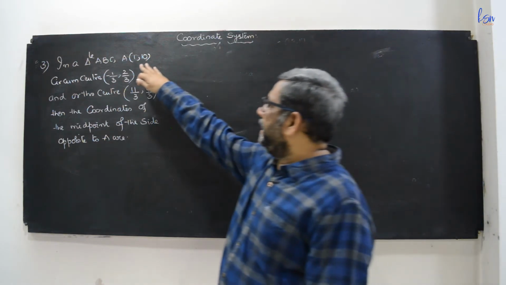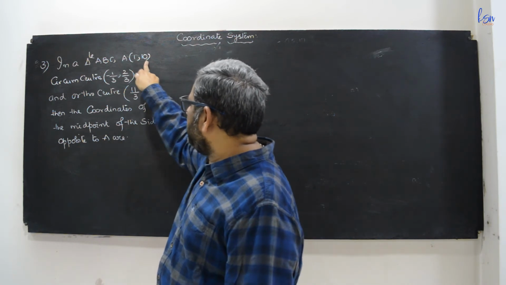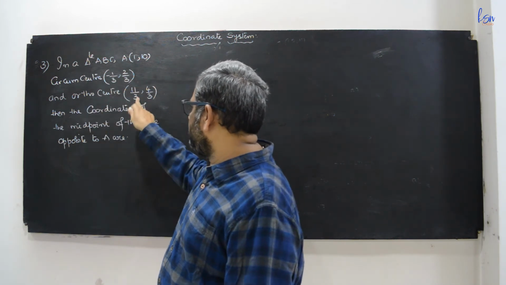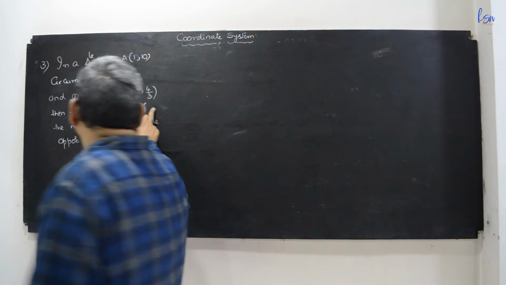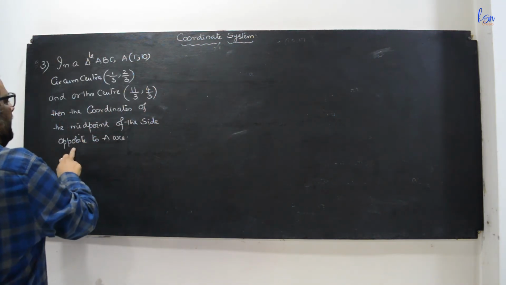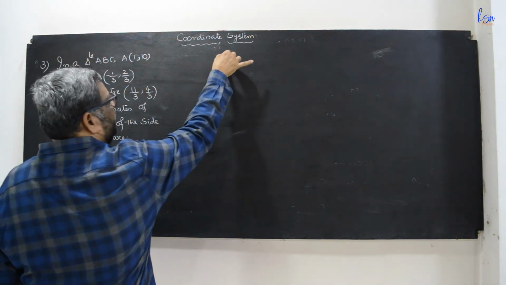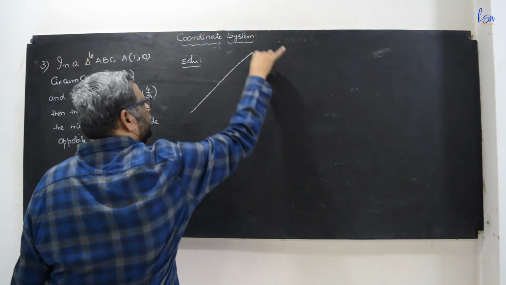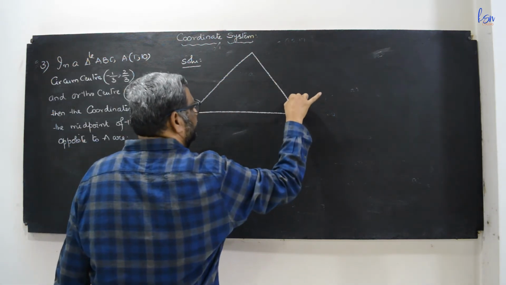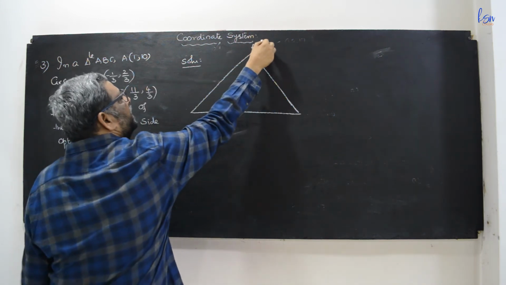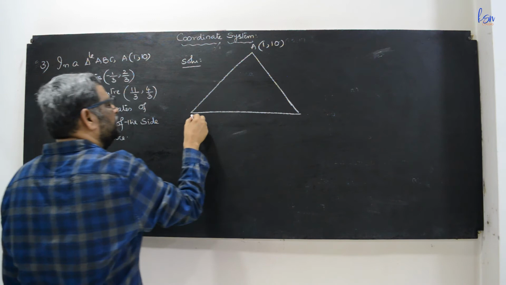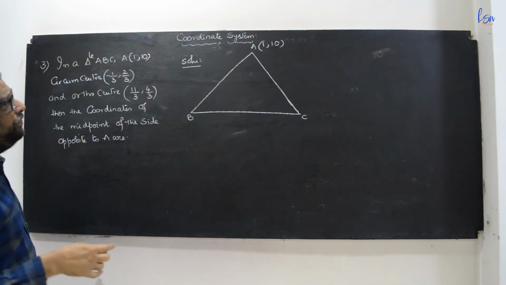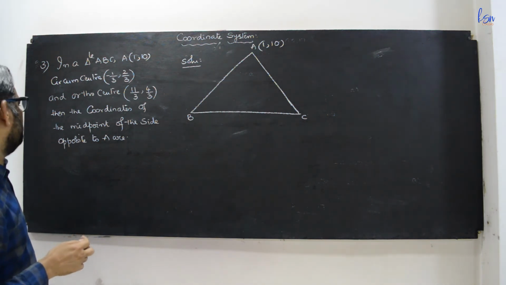The next problem is, in a triangle ABC, A is 1 comma 10, circumcenter is minus 1 by 3 comma 2 by 3 and orthocenter is 11 by 3 comma 4 by 3, then find the coordinates of the midpoint of the side opposite to A. Now we will consider the triangle here. In this triangle, one vertex is given to be 1 comma 10. Let us consider the other vertices are B and C. We are asked to find out the midpoint of the side opposite to A.